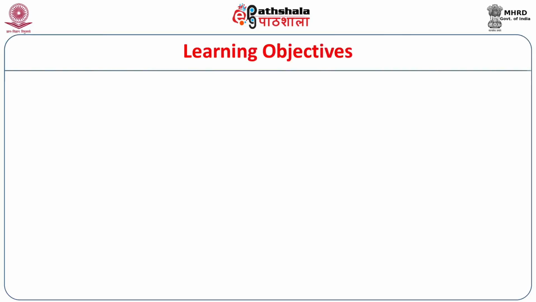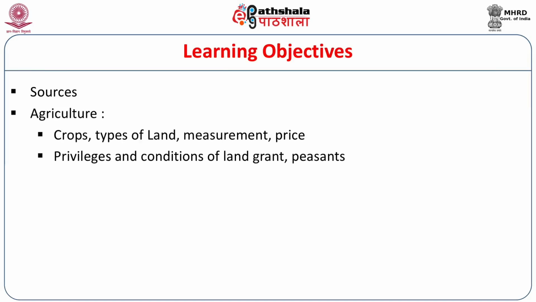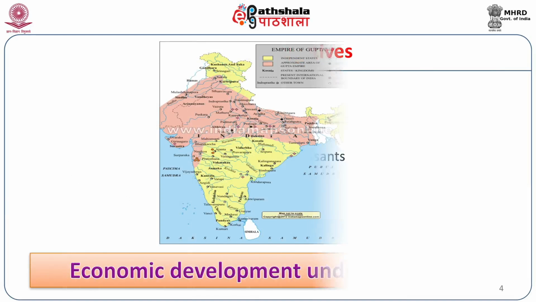Now the learning objectives. The learning objectives are the sources regarding the economic development under the Guptas, the agriculture under the Guptas, the crops, the types of land, measurement, price, privileges and conditions of land grant, peasants, impact of the creation of agraharas, the crafts and the guilds, the trade and commerce, coinage and taxation.